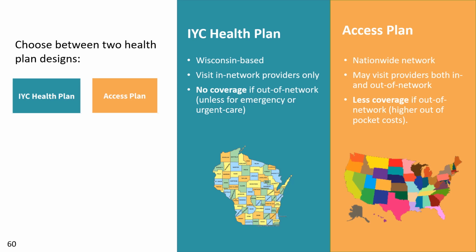You must choose between two health plan designs. One is a Wisconsin-based plan and is less expensive. There's also a nationwide plan that is more expensive. But the Wisconsin-based plan has smaller choices of doctors. The Access plan has an entire nation of doctors from which to choose.